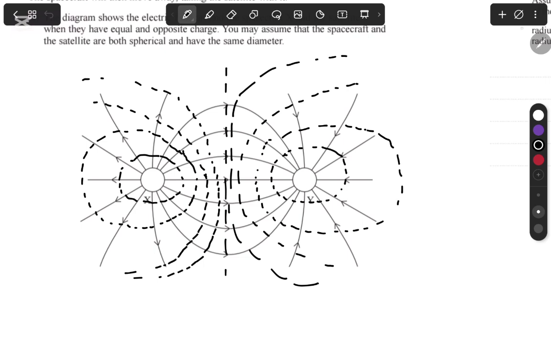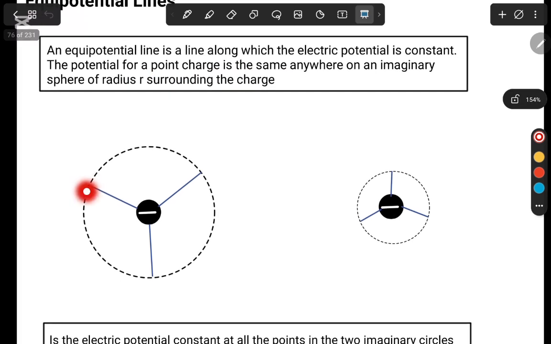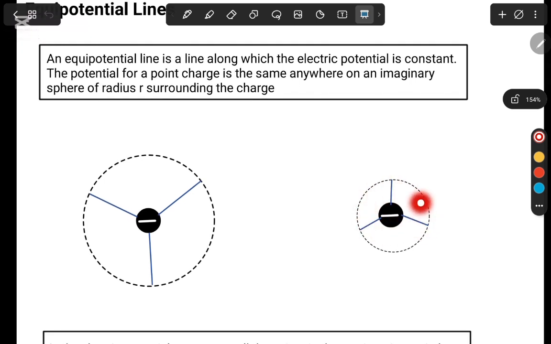Okay. Now, before I go on to further explain this, let's get some things cleared. An equipotential line is a line along which the electric potential is constant. The potential for a point charge is the same anywhere on an imaginary sphere of radius r surrounding the charge. So if you look at these 3 points, all of these points have the same electric potential. If you look at this point and this point, all of them have the same electric potential.